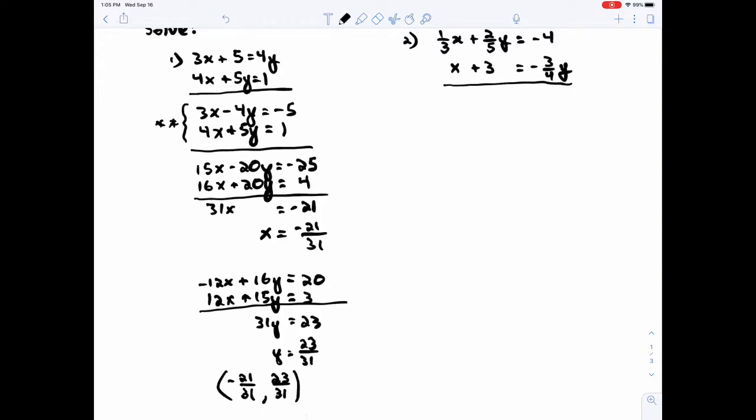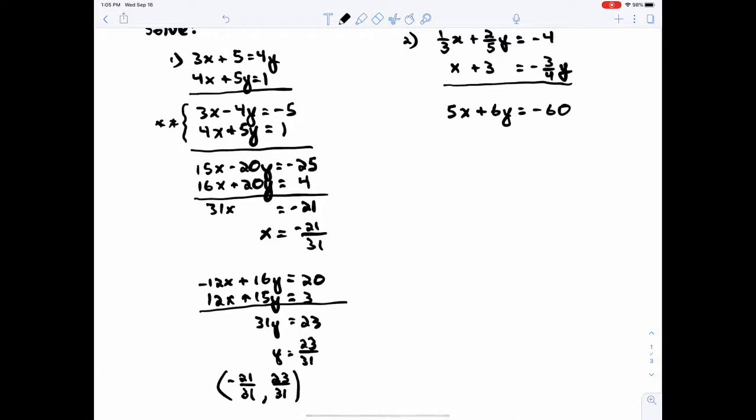So I'm going to multiply the top one by, I'm just going to get rid of fractions, then I'll worry about it. So I'm going to multiply the top one by 15. So that'll give me 5x plus 6y equals negative 60. So I multiplied everything by 15.